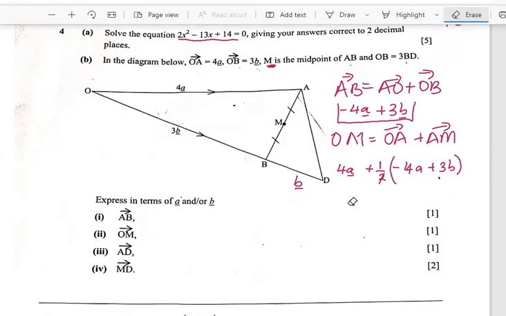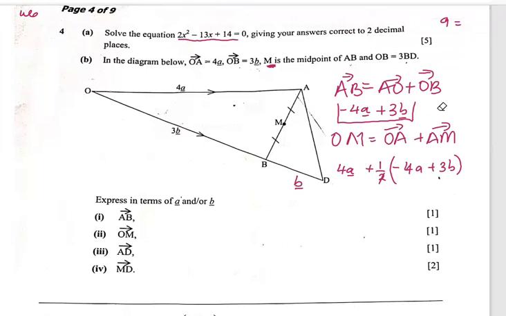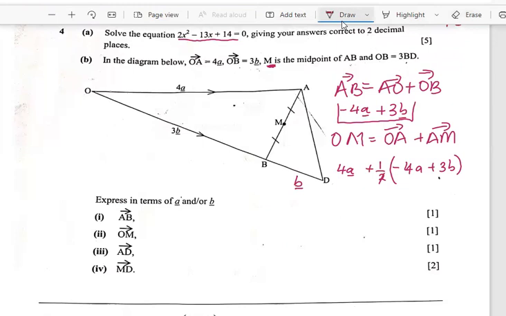Let's go to the other one. So now the next one, we want to find AD. So AD will be equal to what? AD will be equal to AB plus BD. Now, AB, we already got it here. Take note of that. AB, we already got it here as minus 4A plus 3B. Then if you remember, BD is this one. We worked it out. So BD is equal to B.